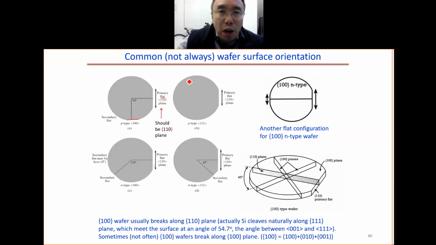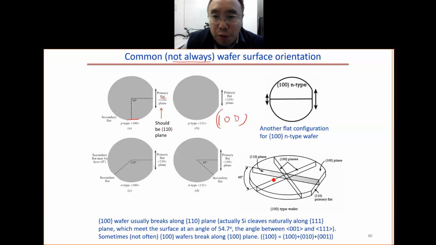But this is not always the case. Nowadays, even the 100 wafer is often like this, with only one flat, because this is easier to make. You make only one flat.